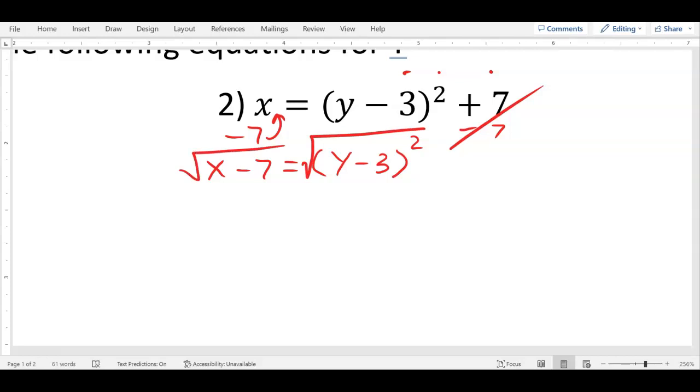Okay. Now I want you to notice on the left side, the square root is over x minus 7. On the right side, the square root cancels out with the square. Now I just have y minus 3. And on this side, I have the square root of x minus 7.